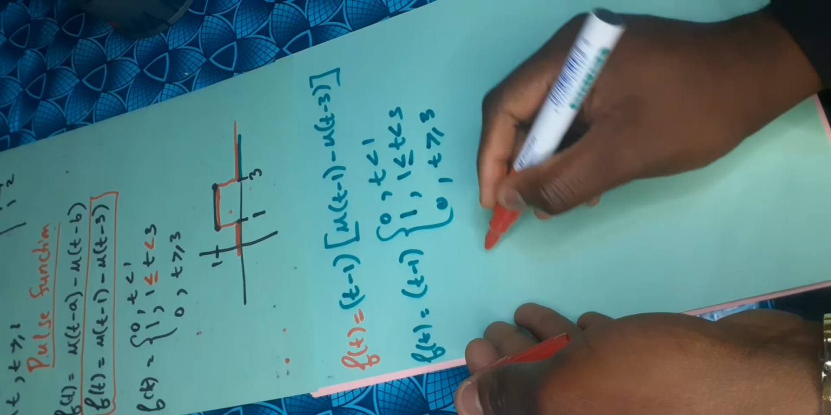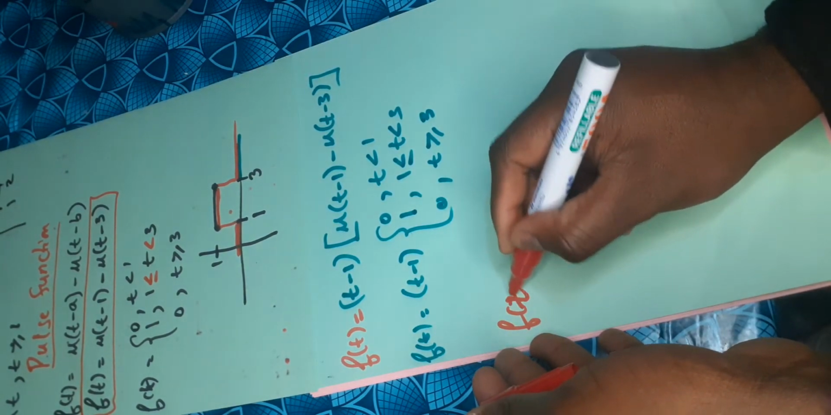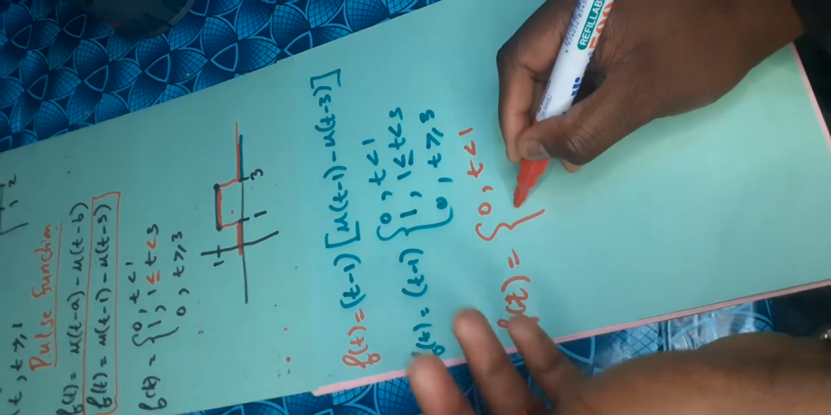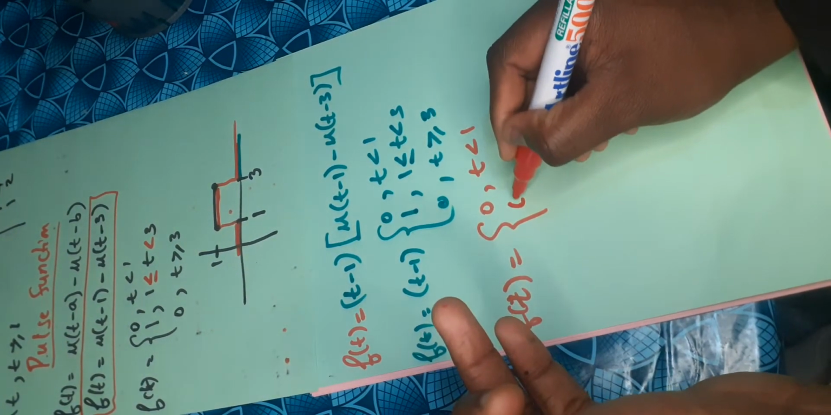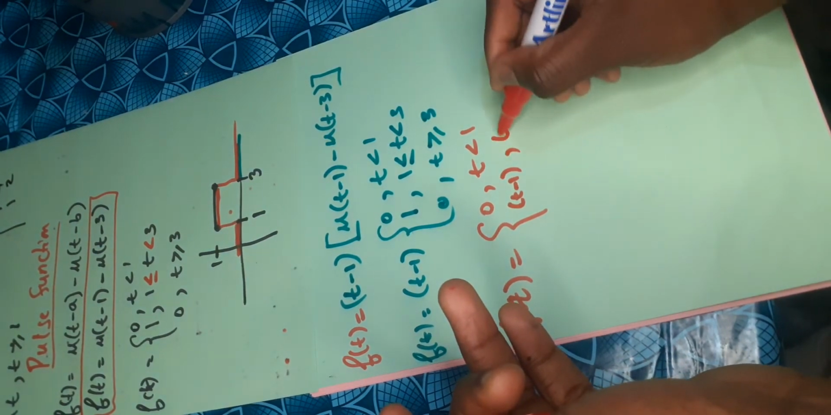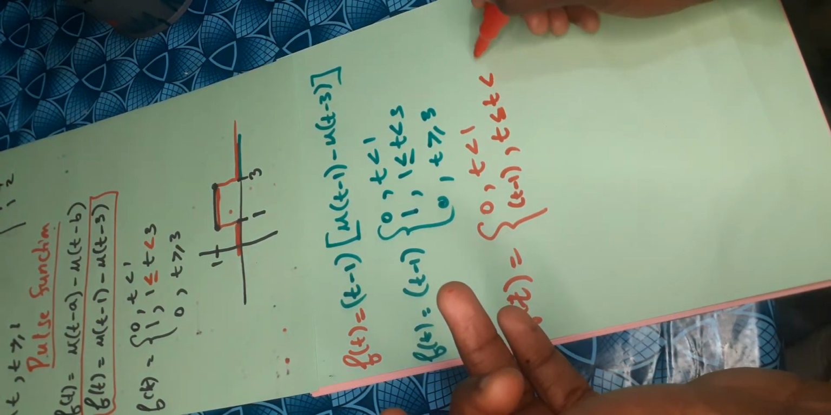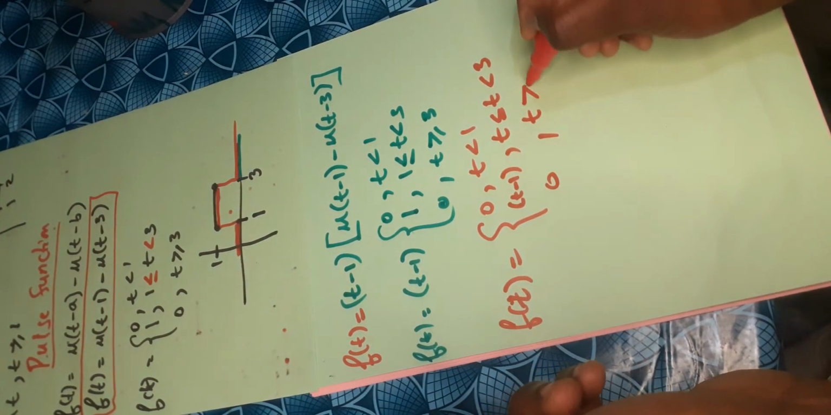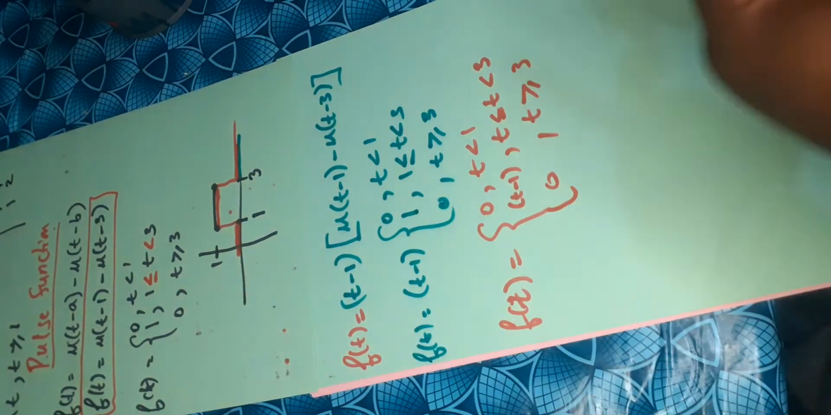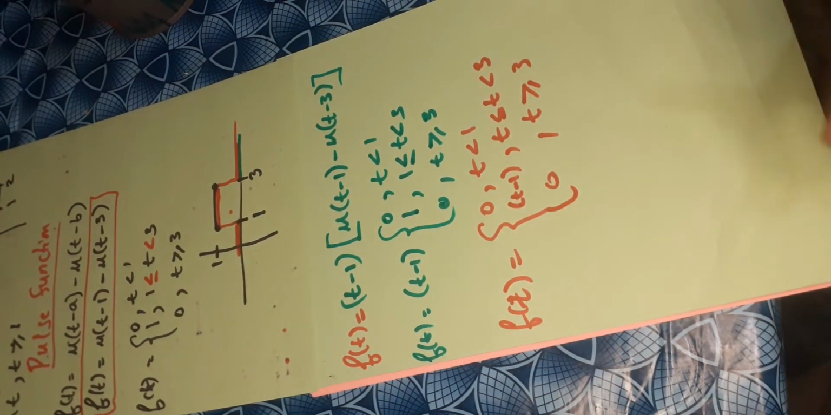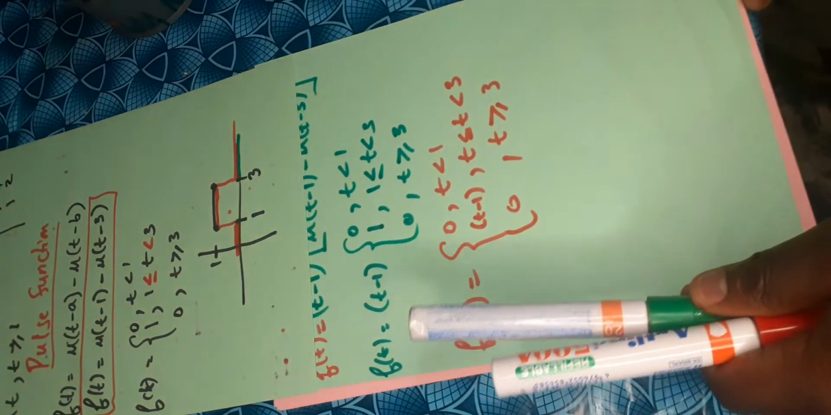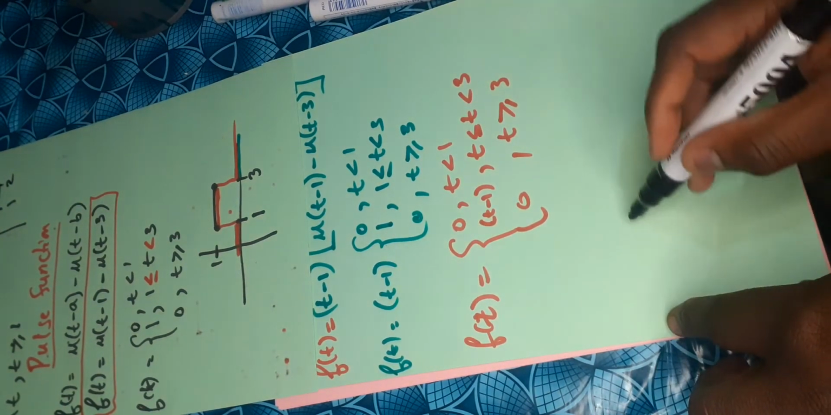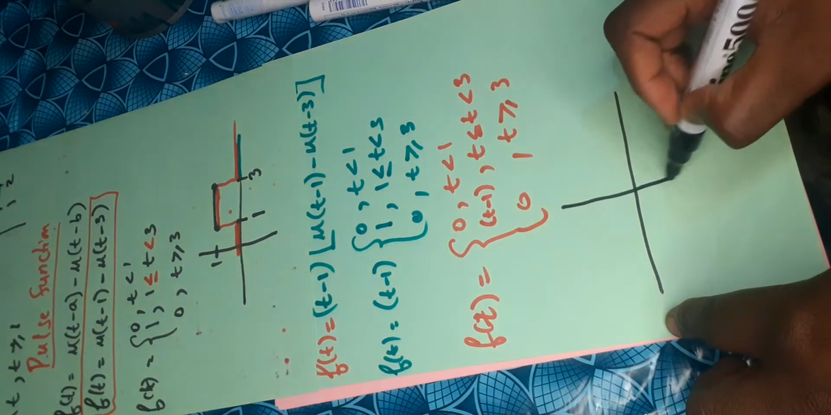So my f of t will be equal to 0 when t is less than 1, and here it's going to be that value t minus 1 when t is greater than or equal to 1 and t is less than 3, and this one also will be 0 when t is greater than or equal to 3. Very important. You see that? So now we can graph this. If you guys get this, then we are happy and we're going to continue. We're going to do some other function.